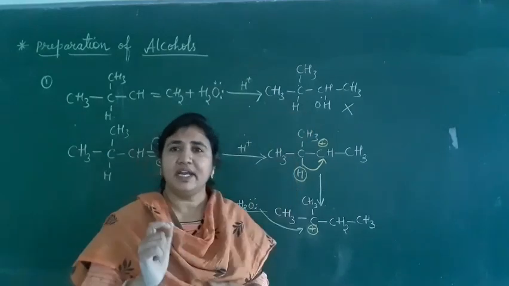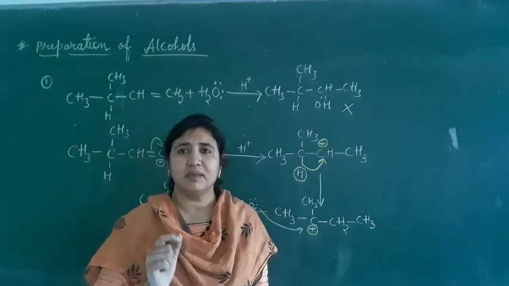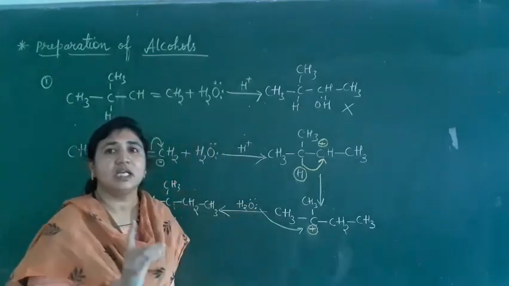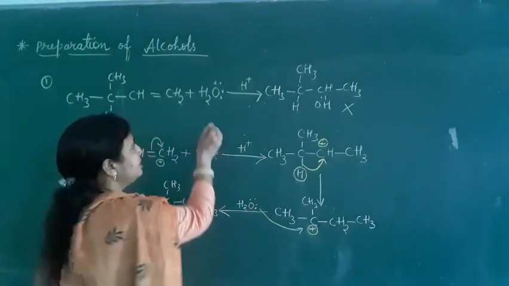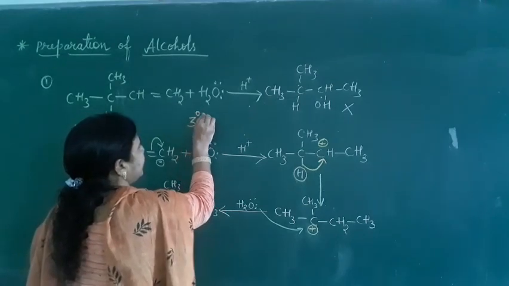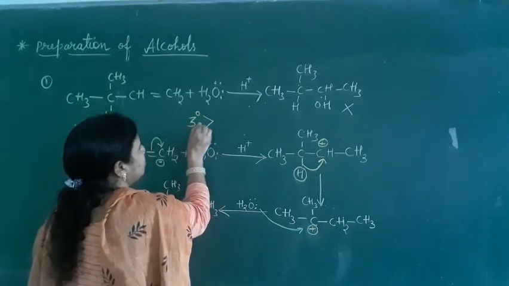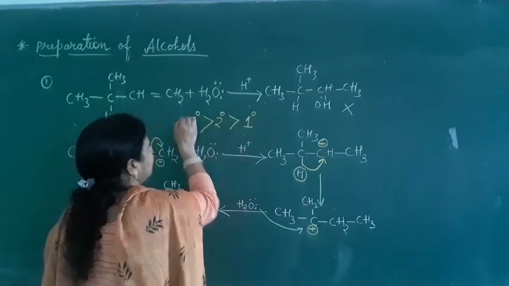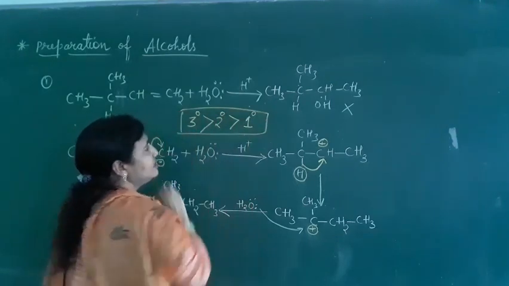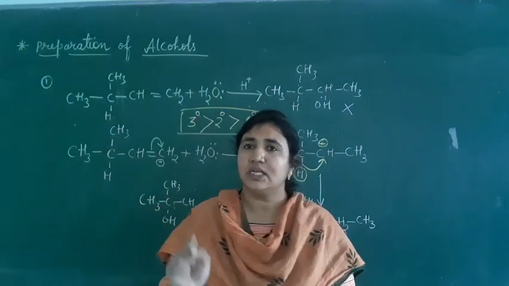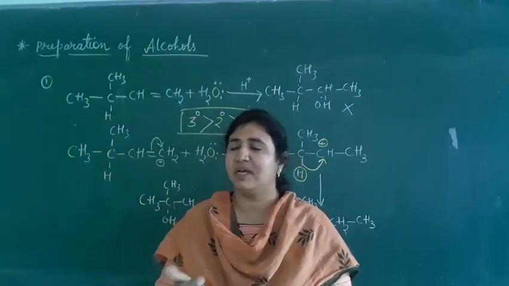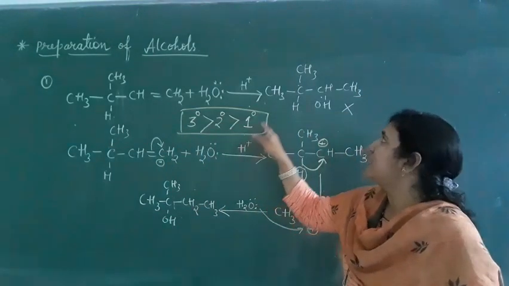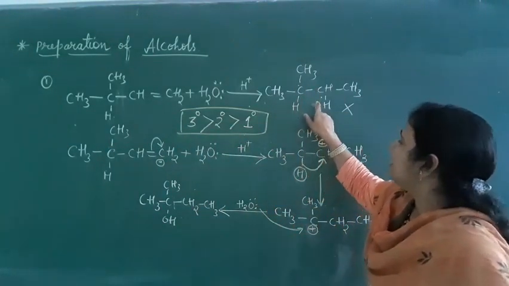See, the rate determining step depends on the stability of the carbocation. And we know the order of stability of carbocations: tertiary carbocation is more stable than secondary carbocation, then primary carbocation. This is the order of stability of carbocations. That's why this answer is wrong here.